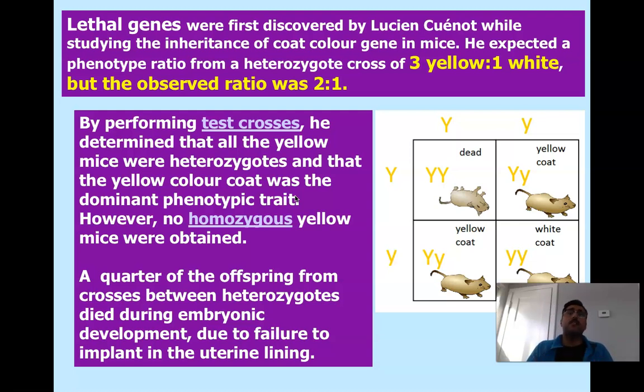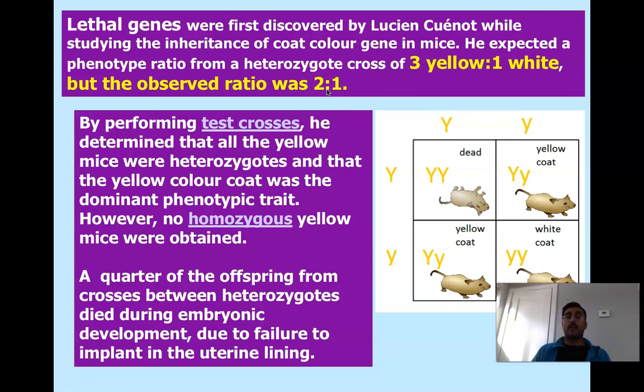He thought that if he crossed a heterozygous big Y, little Y mouse with another heterozygous big Y, little Y mouse, like the cross you see on the right here, he would see 3 yellow to 1 white, because there's only one option where they're not going to have a big Y in them. So I should always see 3 phenotypically yellow, and then 1 of every 4 should be white, based on probability. He never saw that. In fact, he saw a consistent ratio of 2 to 1. So he was like, well, what's going on?